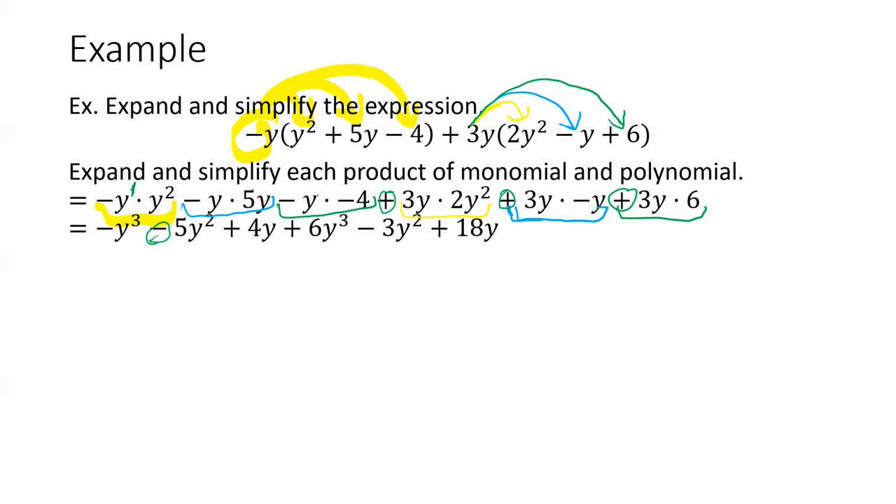And the third product here, I have a negative times a negative. We know a negative times a negative is a positive, so I'm going to be adding that product. And I have 4 times y, which is 4y. So that's pretty easy as well.